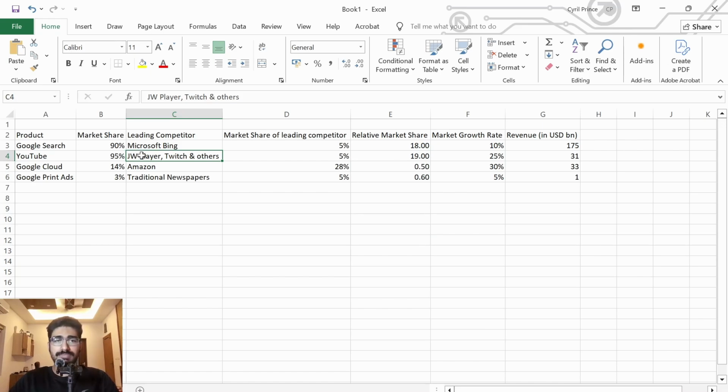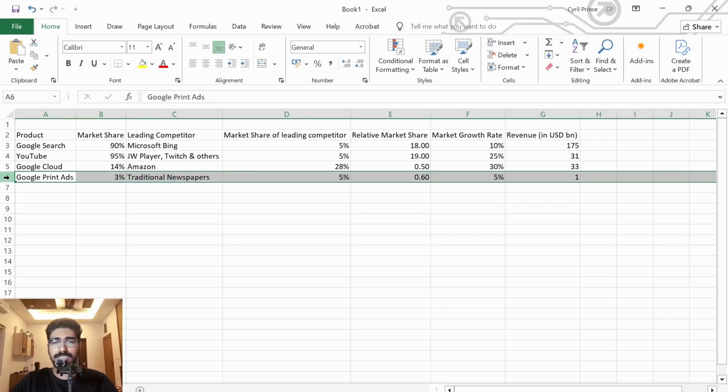Some of the big names like JW Player, Twitch, and Dailymotion, all combined, have a market share of around 5%. The leading competitor for Google Cloud, in the cloud infrastructure industry, is Amazon Web Services, the biggest company, whose market share in that industry is 28%. And for certain data purposes, let's assume that the market share of traditional newspapers was around 5% at that time, just to simplify the data. So this last column, as we can see here, is assumed data. There's no confirmed data for this particular row.